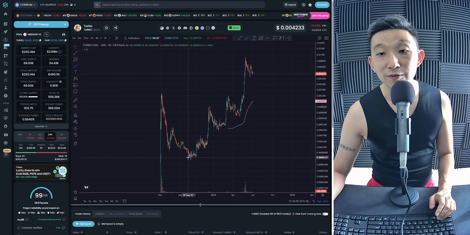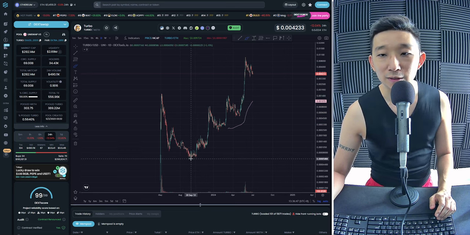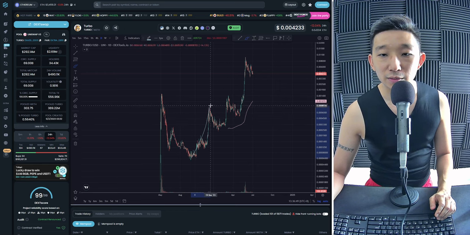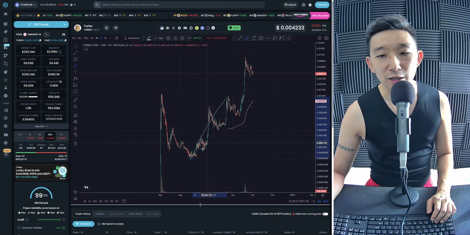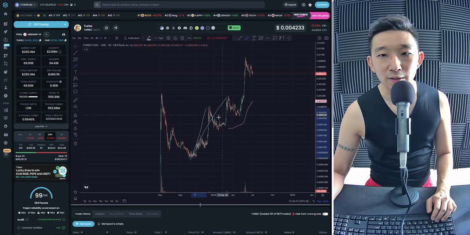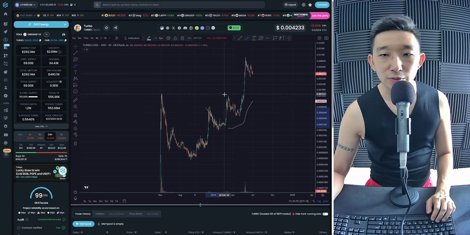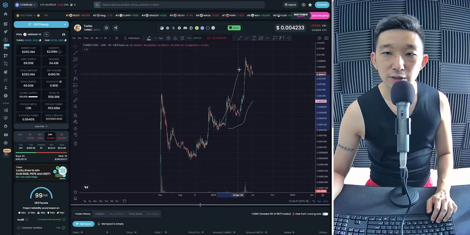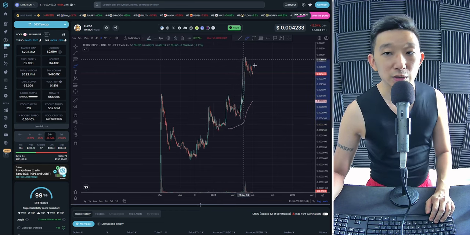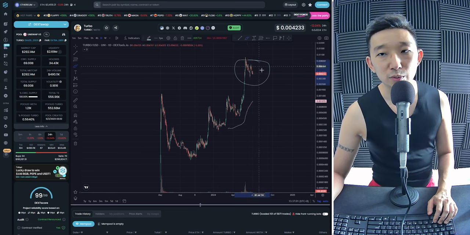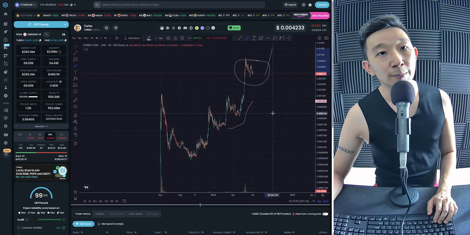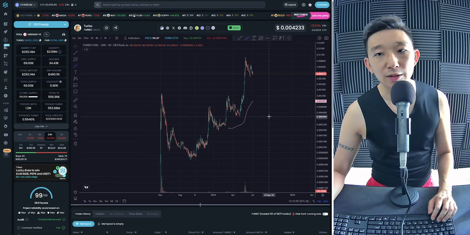Right, if I had to count the waves, right? This whole thing would be a 1. Okay, this could be a 1 as well. You can argue this to be 1 or this to be 1. And then 2. Or a 2, right? This whole thing is a 3. Right? I am anticipating this to be a wave 4 and another leg higher for Turbo. One more leg and then that's it.